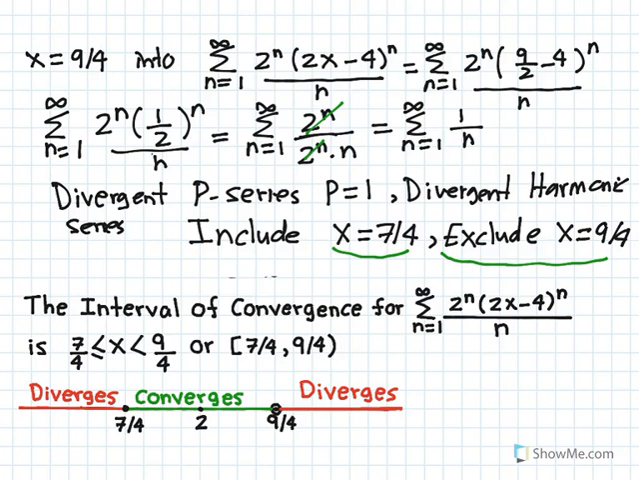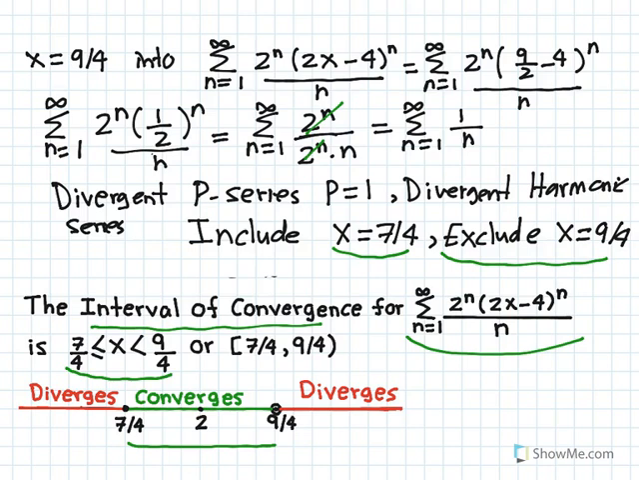So the interval of convergence for the power series, summation n equals 1 to infinity, 2 to the power of n times (2x minus 4) to the power of n divided by n, is x between 7 over 4 and less than 9/4. We include the left endpoint, so we put a square bracket, 7 over 4, comma 9/4, and we put the open bracket on 9/4, because we don't include 9/4 and we include 7 over 4. So the interval of convergence is this. That means for any x value in this interval, the power series converges, and has a finite sum for all of these x values.